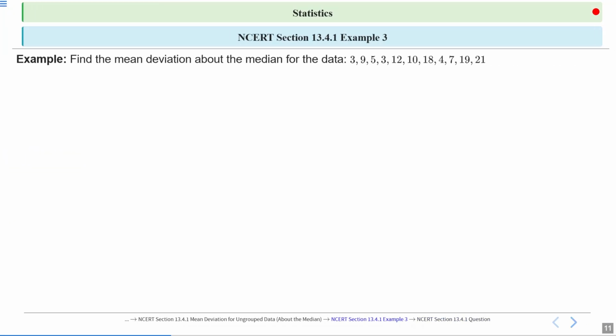Now let's look at example number 3. Example number 3 asks us to find the mean deviation about the median for the data 3, 9, 5, 3, 12, 10, 18, 4, 7, 19, 21. Students, first of all, try it yourself, and then see the solution.